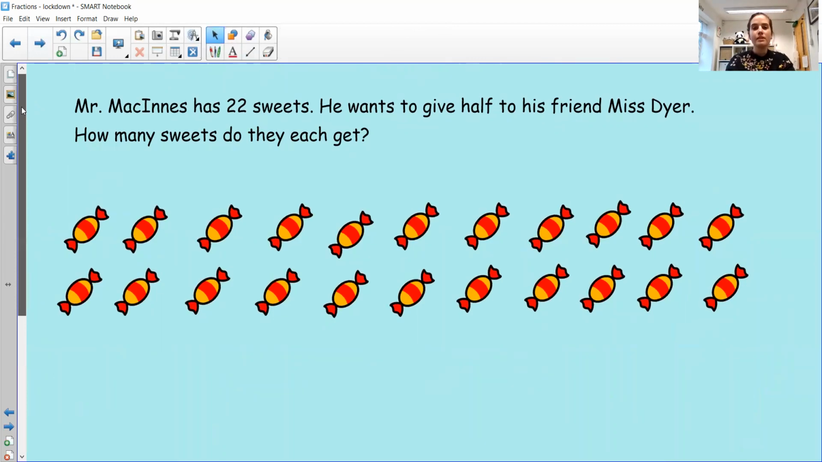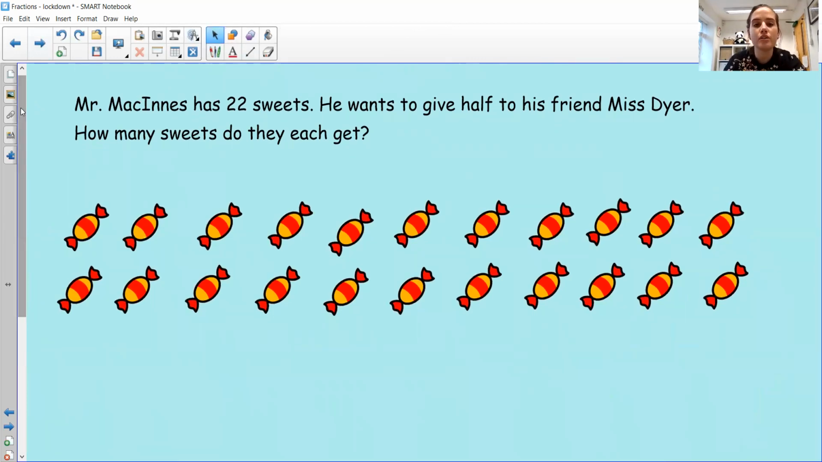Okay. Mr. McInnes has 22 sweets. He wants to give half to his friend, Miss Dyer. How many sweets do they get? That's really kind of Mr. McInnes, and I'm so glad that he's going to share his sweets because I do like them. So he's got 22 sweets and he wants to give half to his friend, Miss Dyer.